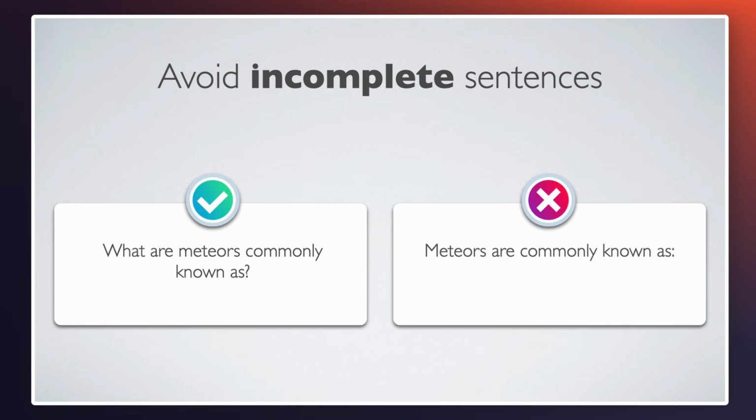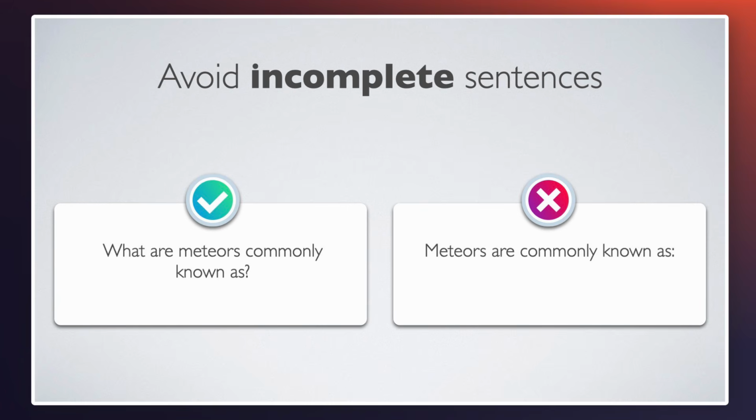Okay, so let's move on and avoid incomplete sentences. This is very easy to do, and sometimes I would say it's okay to do as well. But if given a choice, try to convert your incomplete sentence into a question. Like here, meteors are commonly known as. Instead of saying that, we can say, what are meteors commonly known as? It's all about restructuring your sentence and converting it into a question form, because it's easier for people to answer a question than to complete an incomplete sentence.